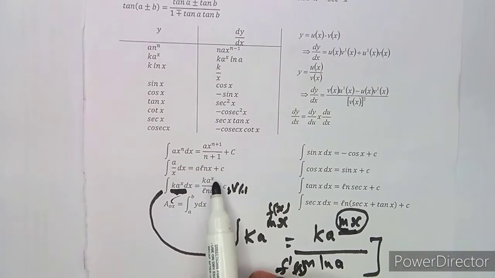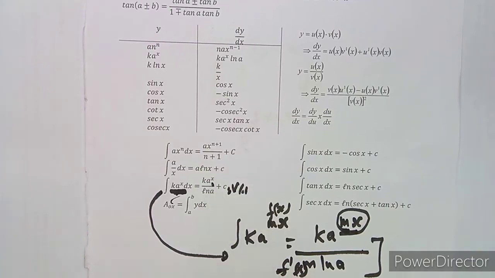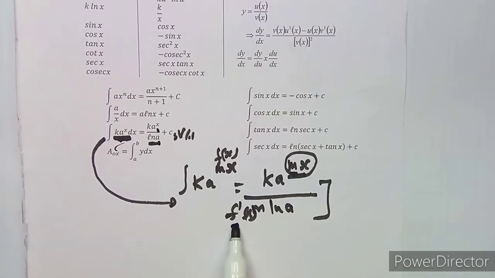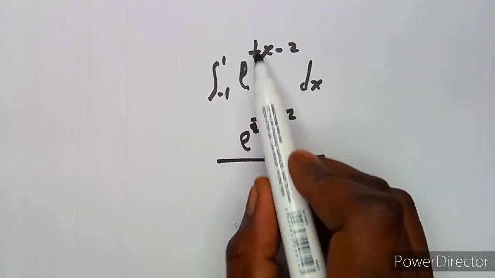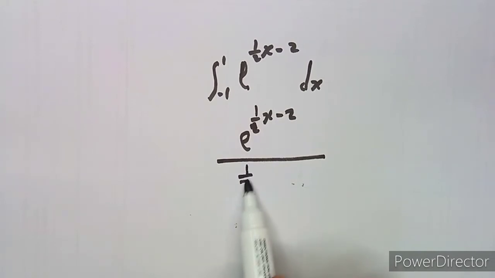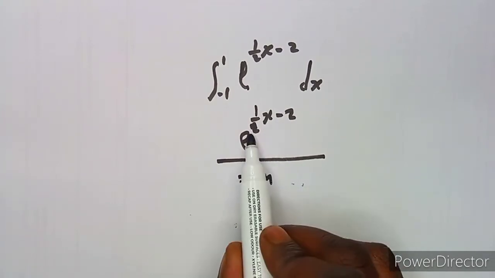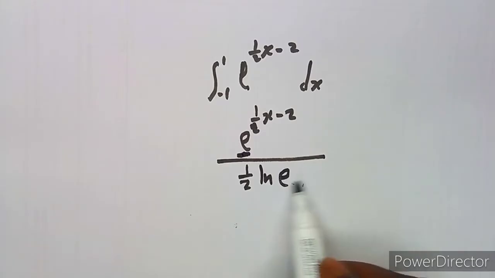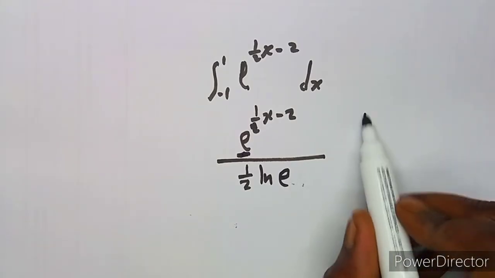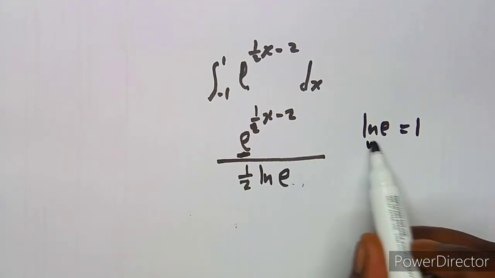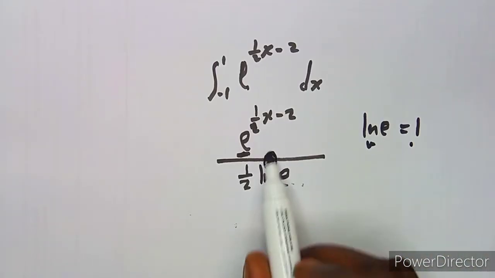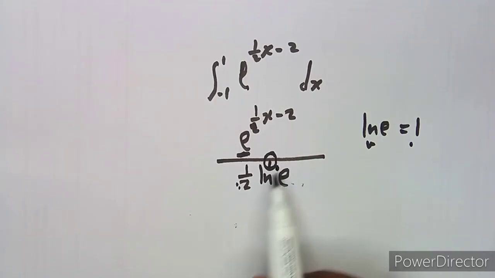As we can see here, it remained as it is, our a here, ln a, but with the first derivative now. So we are going to find the first derivative of this, which is half. Ln a, our a in this case is this one, so it's going to give us ln e. But we all know that ln e is equal to 1. So if ln e is equal to 1, that means this is simply half times 1, which is a half.